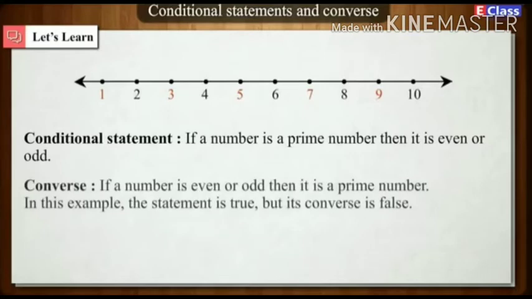Converse: if a number is even or odd, then it is a prime number. In this example, the statement is true, but its converse is false.